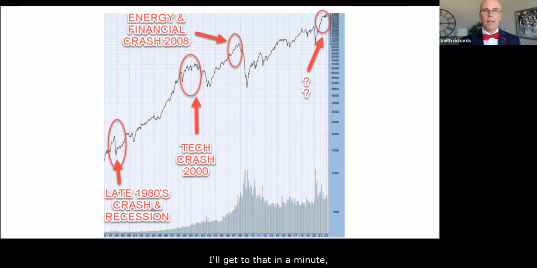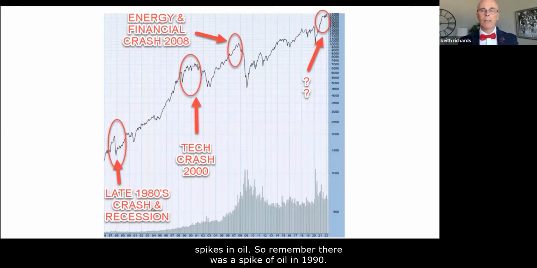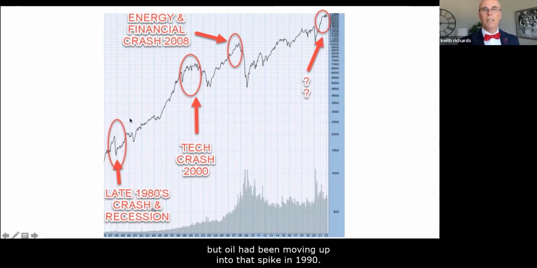I'll get to that in a minute, but I do want to now look at how the stock market acted when we saw those spikes in oil. So remember, there was a spike of oil in 1990. Now, the market actually crashed in 87, but oil had been moving up into that spike in 1990. So we did get a correction then.